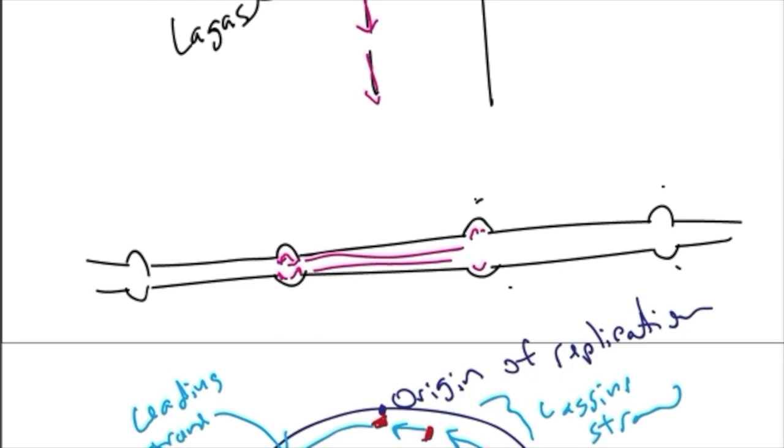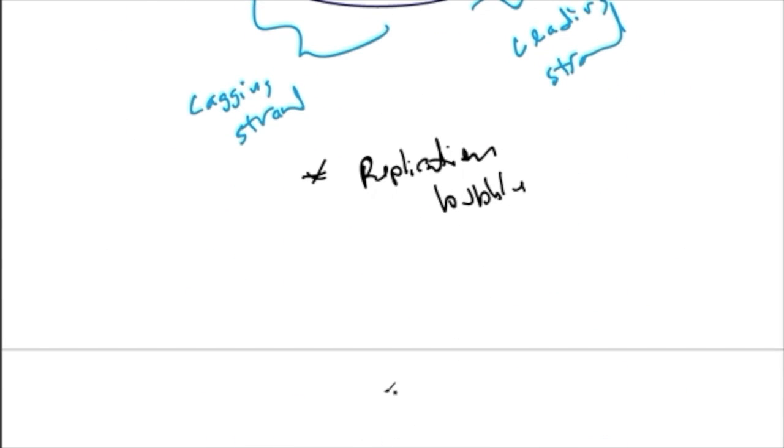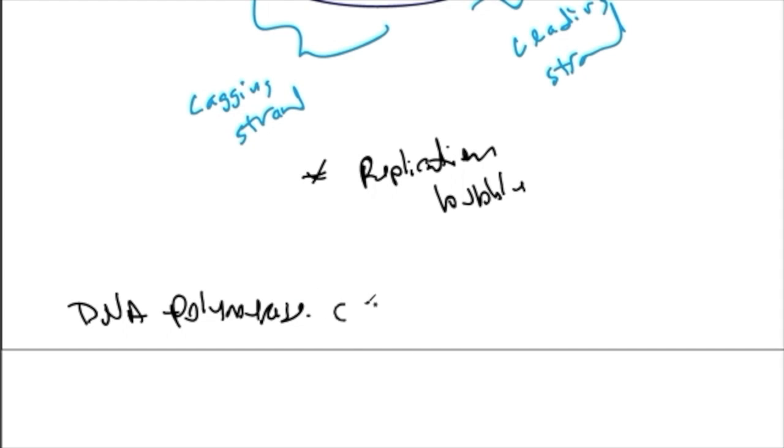Okay, a couple more things. DNA polymerase is not perfect. Sometimes it lays down the wrong nucleotide, so it has to repair. DNA polymerase can go back, and it actually does two things. DNA polymerase proofreads and repairs.